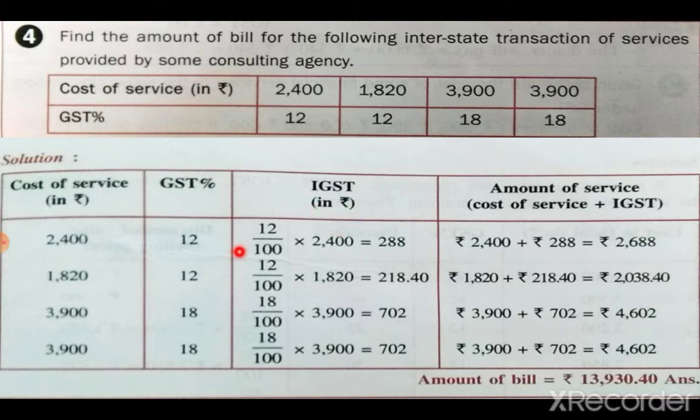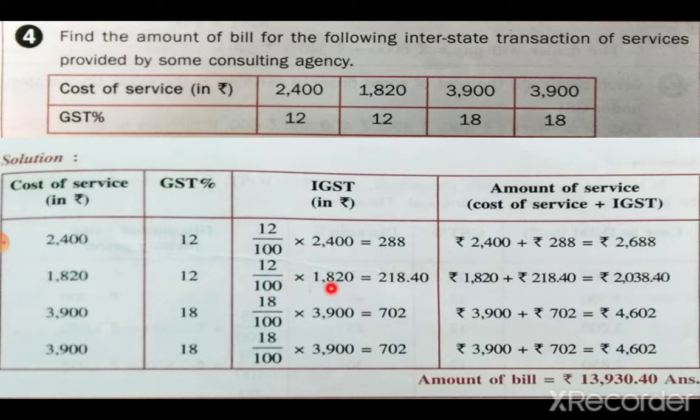Now we will find IGST in rupees. Now IGST, how we will find? We will do 12, that is GST upon 100 into cost of service. That will be 12 upon 100 into 2400. That will come 288 rupees. Then we will find amount of service, that is cost of service plus IGST. So 2400 plus 288, that will be 2688 rupees.